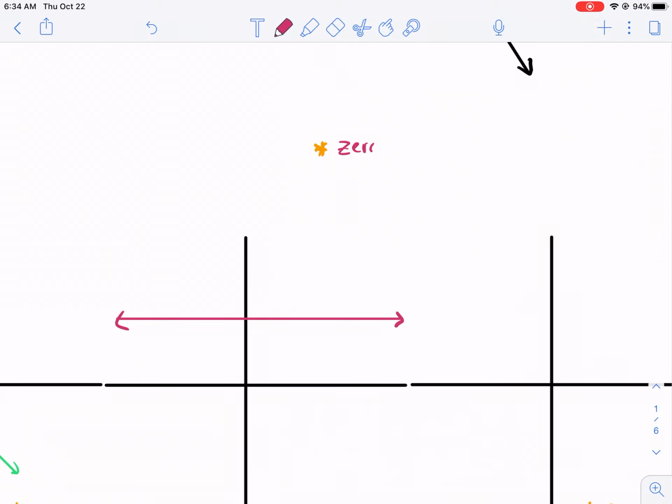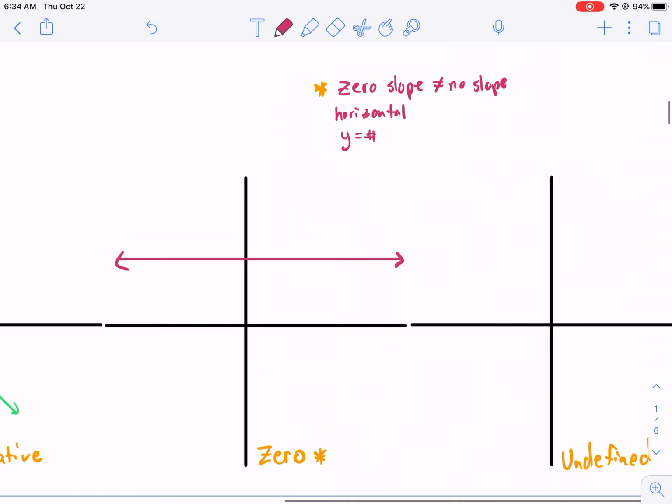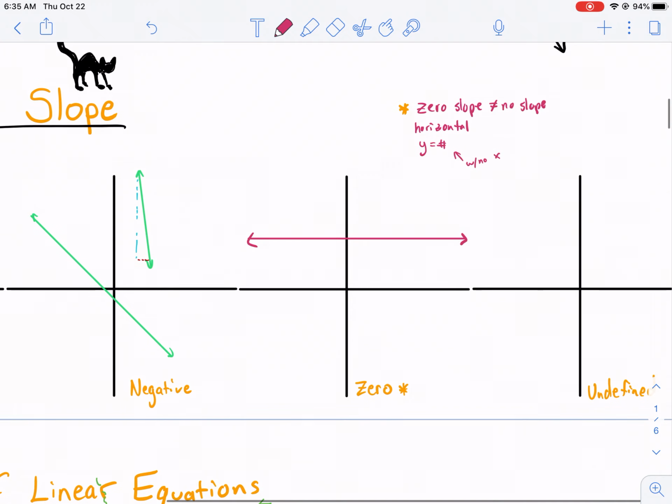Zero slope is not equal to no slope. It's a horizontal line, and it's in the form of y equals a number. We'll probably get into that a little bit later, but anytime you have y equals a number with no x, then that is going to be a zero slope. Now, undefined slope is just the opposite.